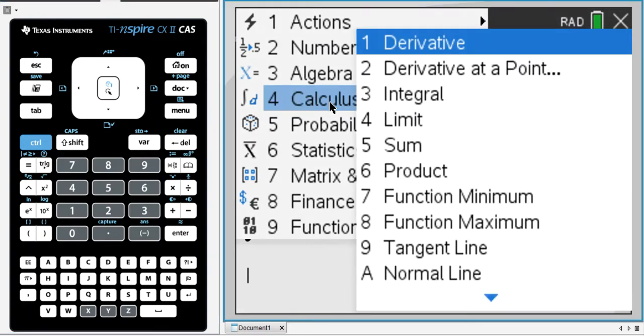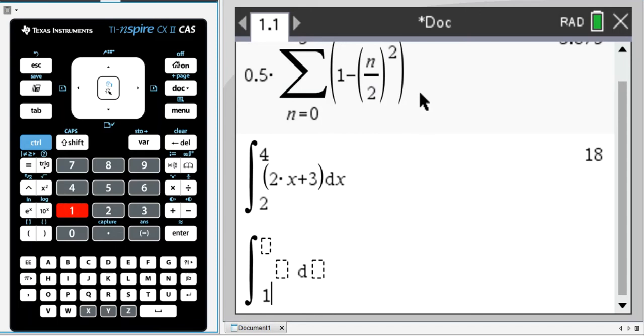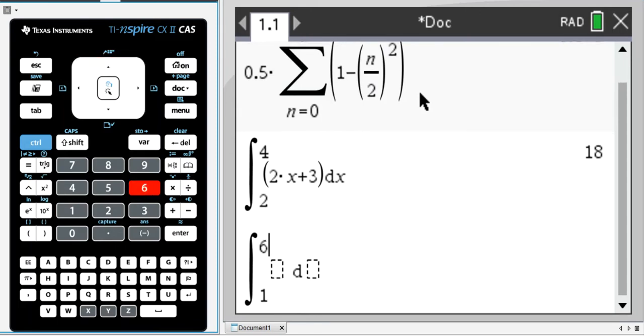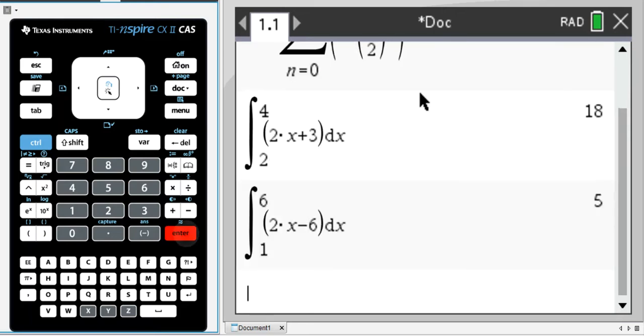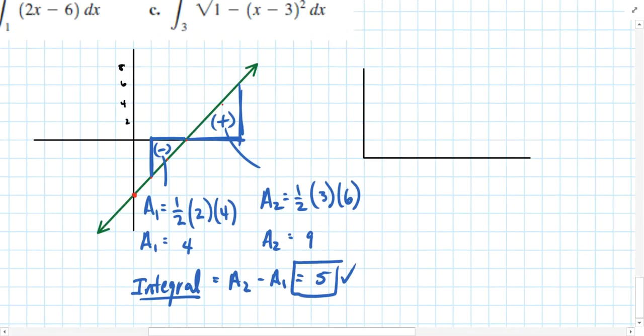Again, menu, calculus, integral. The numbers may be different on yours, but the process is going to be the same. And we'll evaluate between 1 and 6 on the function 2x minus 6 with respect to x. And here we go. The integral result is 5, just as we expected.